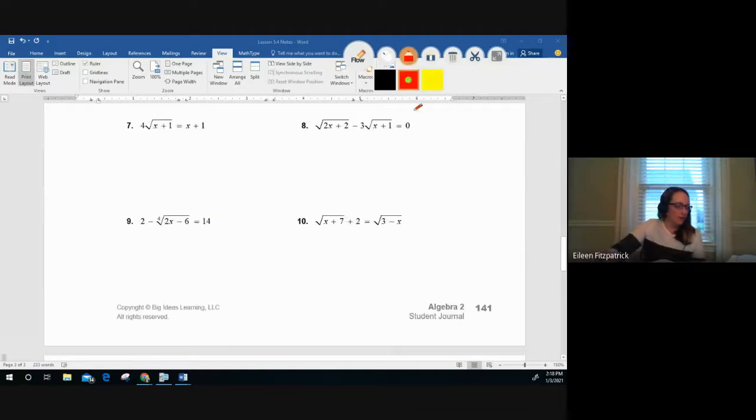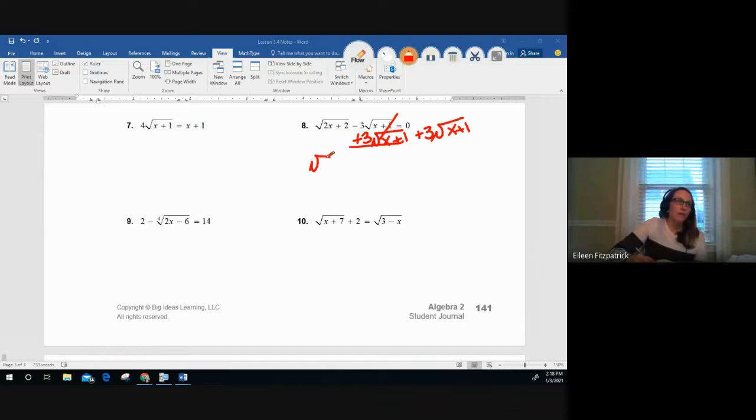Okay, for number 8. So now we haven't seen a problem like this before. Now we have 2 radicals. When this situation occurs, you actually want to move one of the radicals to the other side of the equation. So we're going to move the 3 times the quantity x plus 1 to the other side. Add 3 root x plus 1 to the other side.